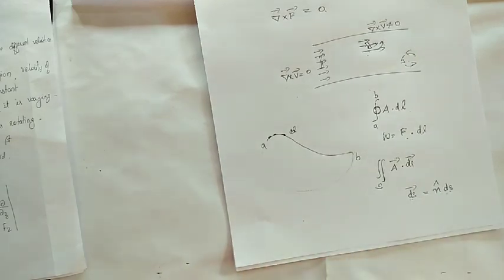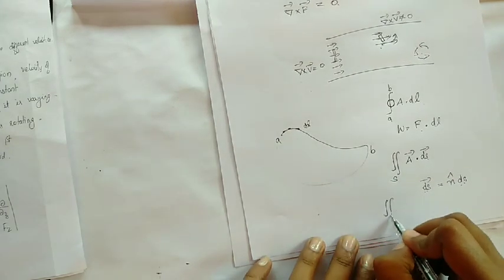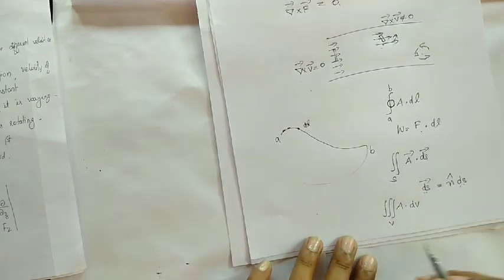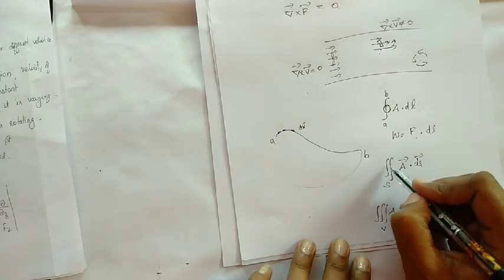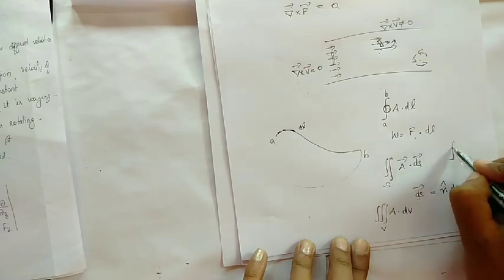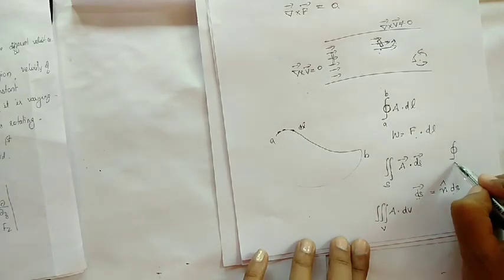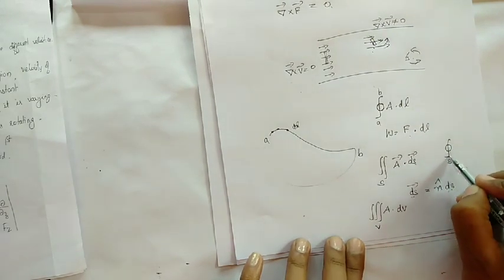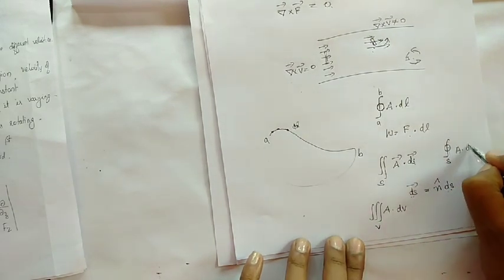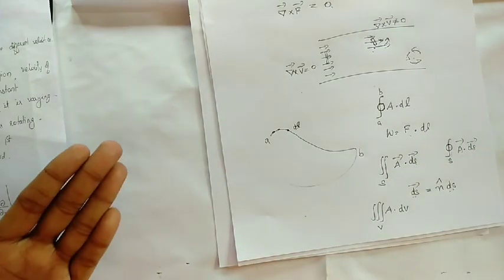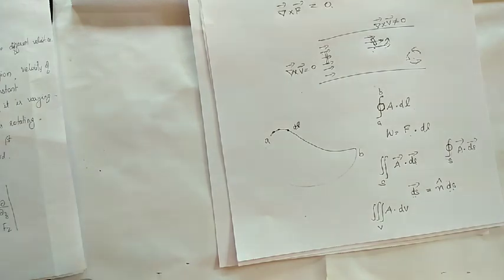And then the volume integral is indicated as a triple integral over V of A dot dV. One more point: if the surface is also closed, it can be indicated as a single integral with a closed circle there. So if it is over a closed surface S, it will be the closed integral of A dot dS, like this. I am not going into detail in this section.